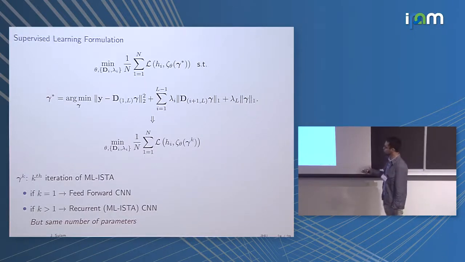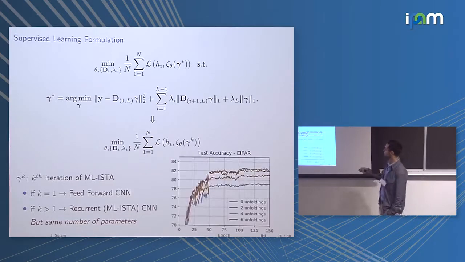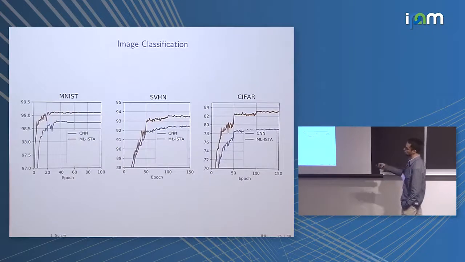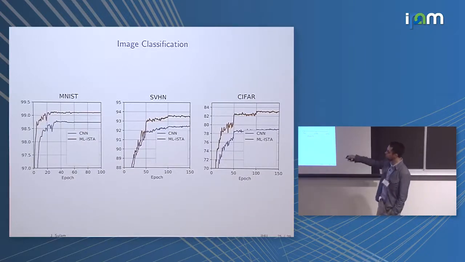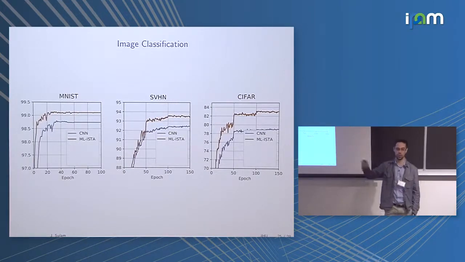So then you implement this in PyTorch, so thank you very much for the previous talk. And it turns out that when you increase the knob on k, performance increases. This is for CIFAR, and you can see this for MNIST and SVHN as well. In blue, you have the performance of the feed-forward CNN, and in orange, you have the performance of the multi-layer ISTA for a number of unfoldings. Again, those two networks have exactly the same number of parameters.